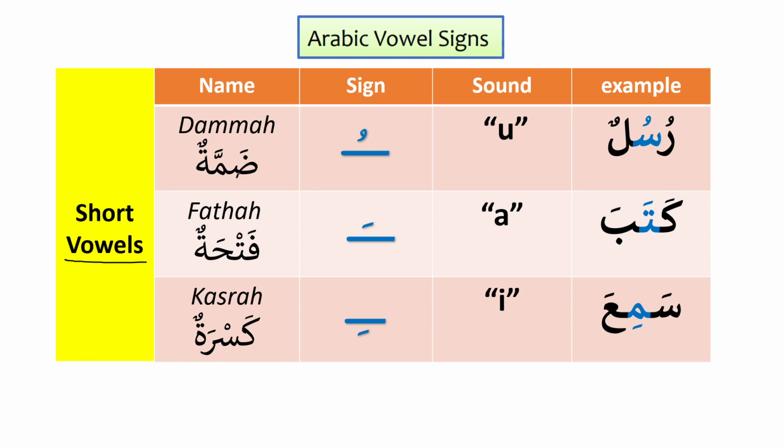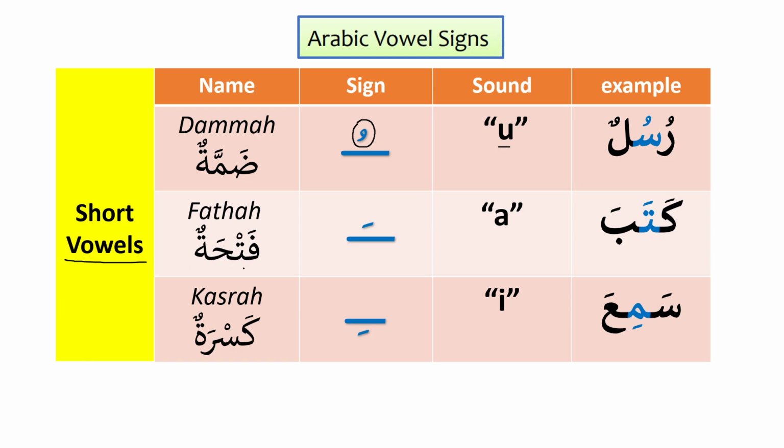So the first one, since we are learning Arabic, we need to know the names in Arabic. The first one we can see here is round, like a comma. It's Dhamma. It's called Dhammatun, and it has the U sound, as we can see over here. Rusulun. It shouldn't be pronounced as Rosulun because it's the Ru sound. So it's basically Dhamma. So it will be Rusulun.